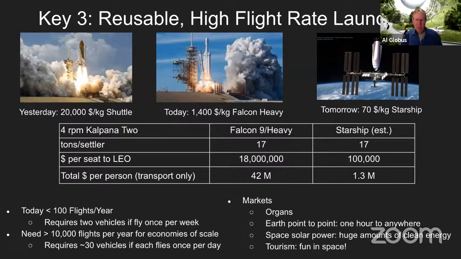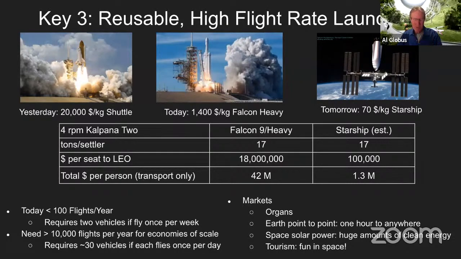So let's look at this column right here. The Falcon 9, which is the same thing as this, but without the 2 boosters on the side, can be used to take people up there. And the Falcon Heavy can be used to take the material. Now the Heavy is going to lift 17 tons of material, because that's the one settler's share of the mass of Kalpana 2. Unfortunately, a seat to get up there is $18 million. So you put those together and you get $42 million to move into Kalpana 2. I don't have that kind of money. I doubt that anybody in this room has that kind of money or ever will. It's too much, not going to work.